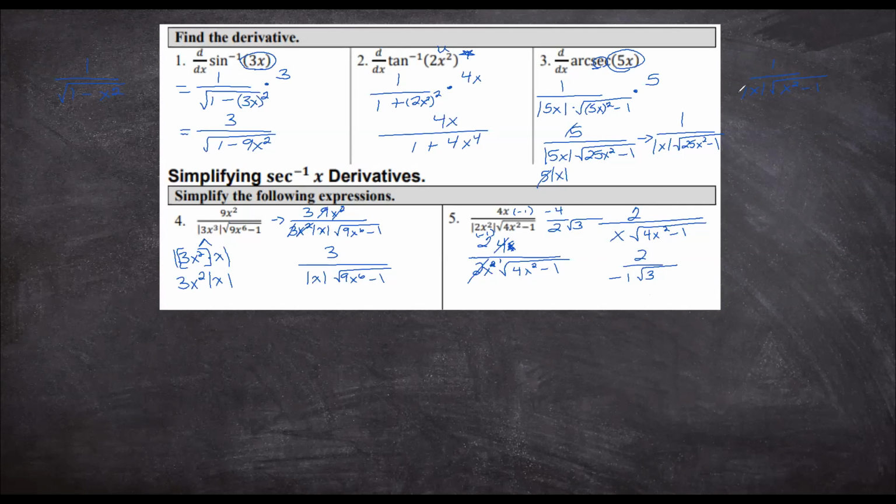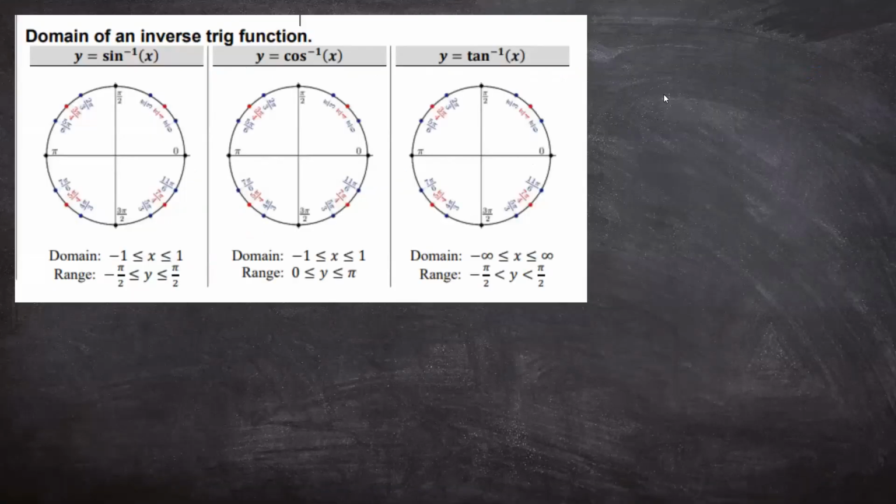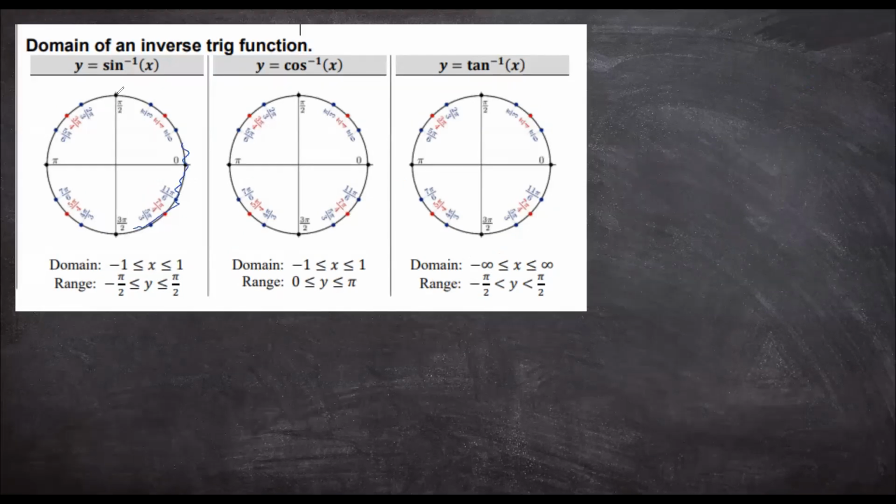All right, so this would be my end result here for simplifications. The only other thing we want to talk about is when you're evaluating these inverse trig functions, remember from last year, they have restricted domains that we have to worry about. So remember, we can only go from negative pi over 2 to pi over 2.